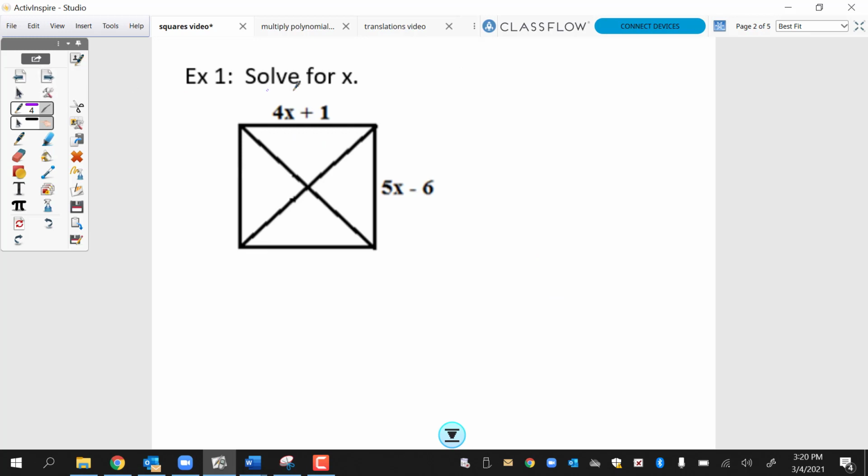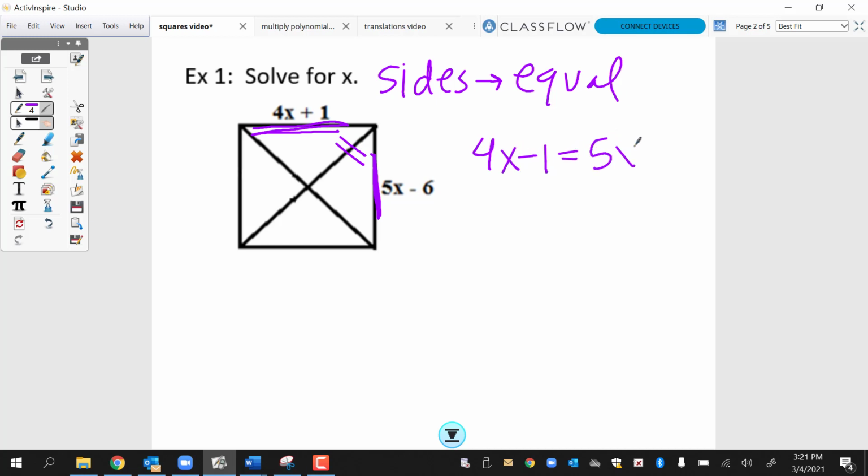So number 1, I'm looking at the shape. What information did they tell me? Did they tell me about sides or angles or diagonals? Now they have the diagonals drawn in, but the information they gave me, the 4x minus 1 and the 5x minus 6, those are sides. And what did we just talk about? About the sides of a square, we know they're equal. So we're going to set these two things equal to each other. So 4x minus 1 equals 5x minus 6, and we're going to solve for x.